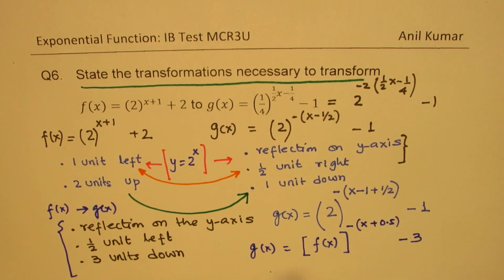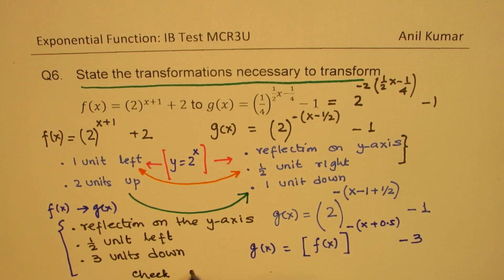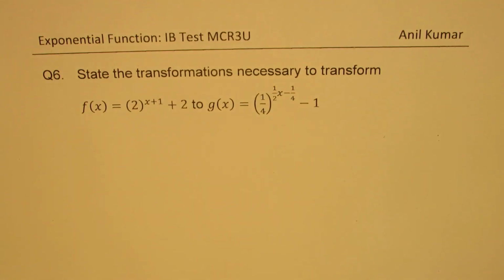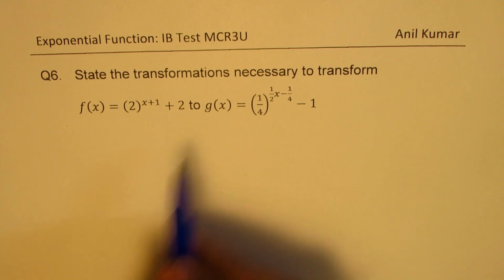Now it's a good idea to verify this with the help of a set of points, right? So now we will actually check our result. Let's see if it is really correct. We'll take a set of points and verify that this is indeed the correct transformation. So let's do it on a fresh page. We'll again begin with the same question, but this time we'll take points into consideration. Sometimes that could be a better approach, right? So let us verify.